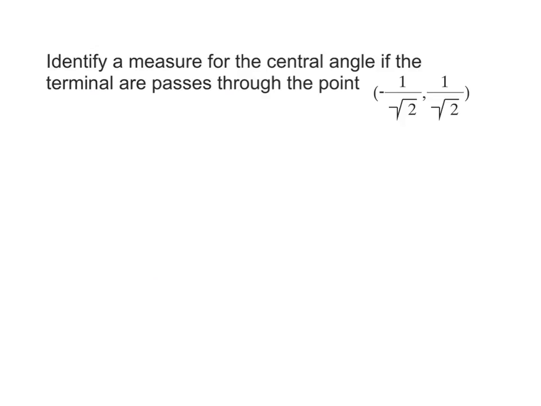Here's the other one that I wanted to talk to you about today. Identify a measure for the central angle if the terminal arm passes through this point. -1/√2 and 1/√2. So we're trying to figure out what's the angle when it passes through that point. So again, if I look at where that point is, well, it's negative, positive, so it's somewhere in there, right? How am I going to figure out what the actual angle is? In radians.